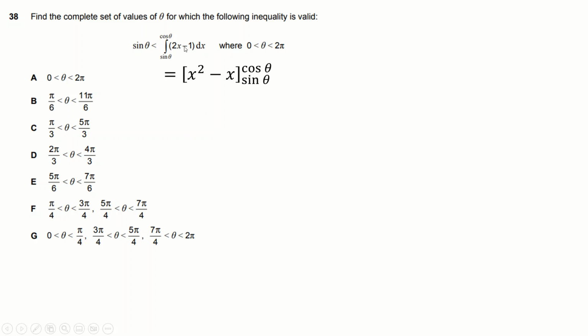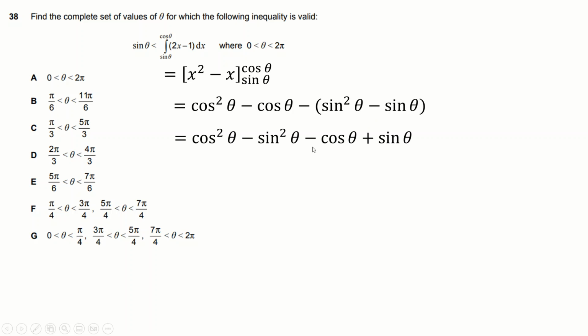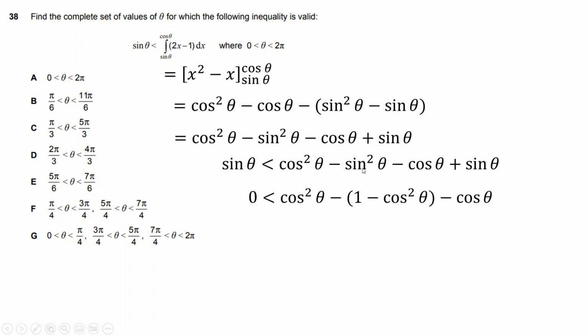I integrated this, right? I put in the limits, okay? I tidied up. I said, okay, well, this thing here is the integral. That apparently needs to be bigger than sine. The sines cancel. This I can write as 1 minus cos squared. And then I can put those together for this. And now I have a quadratic. Okay, great. I know how to solve quadratic inequalities.